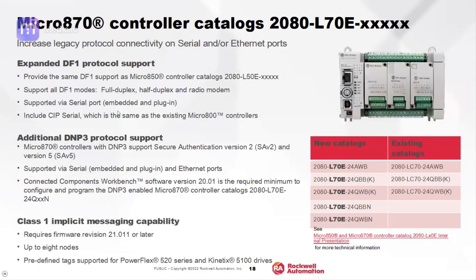This is the hardware in the Micro 800 family. For the DNP3 protocol, we need to go with the enabled controller 24 QBB N. This controller only comes with the DNP3 protocol. If it is relay output, yes, it is available. Transistor output is also available.